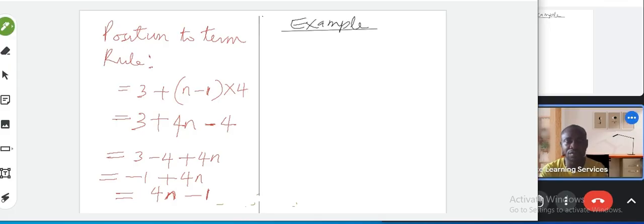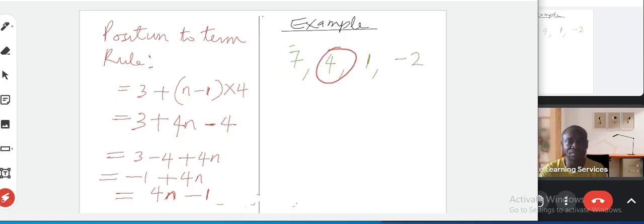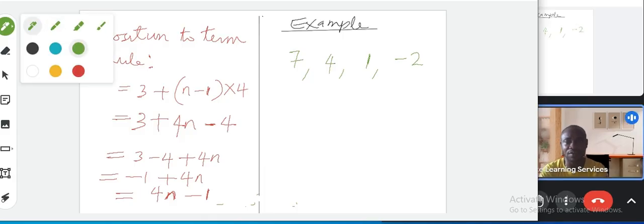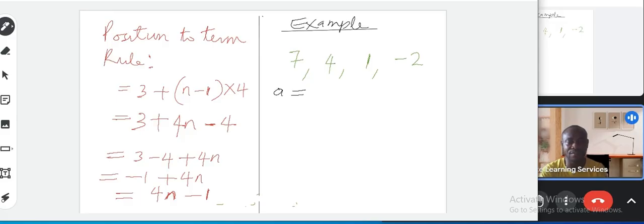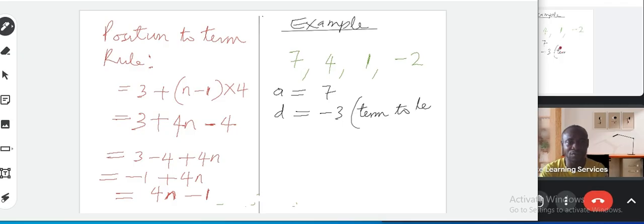Look at this one. What's the term to term rule here? Minus 3. Okay, so the term to term rule is minus 3, what we call the common difference. So first of all, what's a, the first term? 7. What's the common difference, which is the term to term rule? Minus 3, is it not?